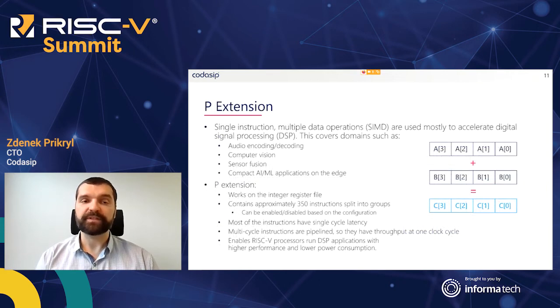One feature inside of the application class is the P extension, which is a packed SIMD extension. So you have a single instruction, multiple data approach there. It's very useful for acceleration of digital signal processing, in domains such as audio encoding, decoding, computer vision, sensors, and even AI or machine learning applications on the edge. These are just examples; DSP can be used quite efficiently there.